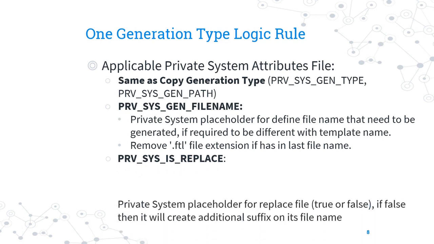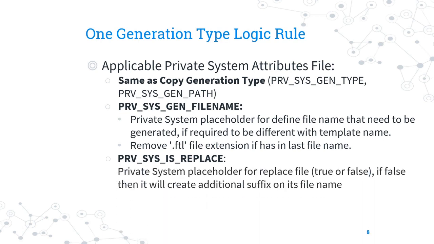The last private system attribute file that can be used on the one generation type logic rule is prv_sys_is_replace, which is the private system placeholder for replace file, true or false. If false, then it will create an additional suffix on each file name.